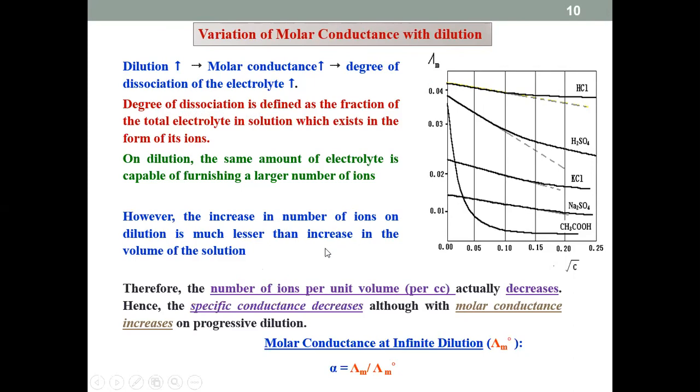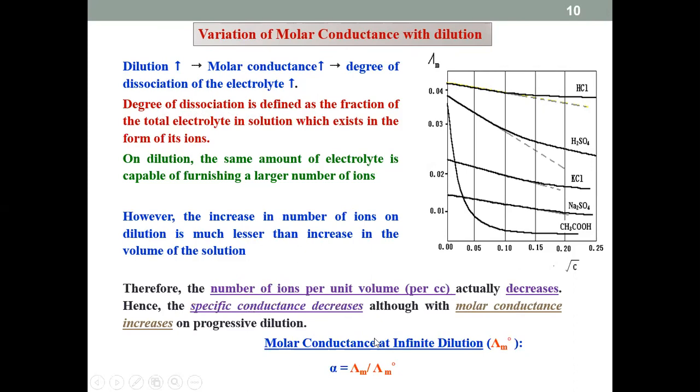So this is for molar conductance, because it depends upon just the number of moles we have. Now, what will happen to the specific conductance? Specific conductance, just to recall again, by definition, is the conductance of the ions present in 1 centimeter cube of the solution. Whatever is there in 1 cc, and since on dilution you are increasing the volume, your concentration decreases, so the number of ions per cc decreases. That is why specific conductance decreases, whereas molar conductance increases on progressive dilution.